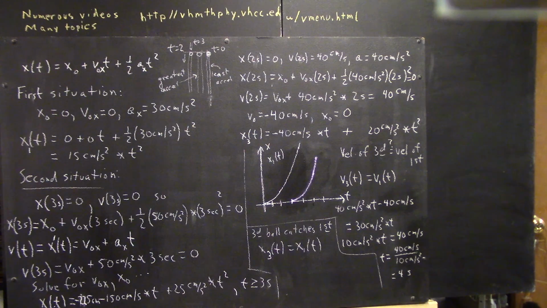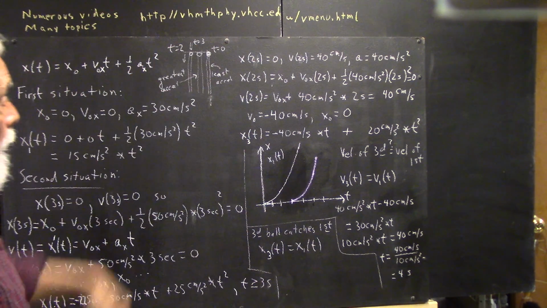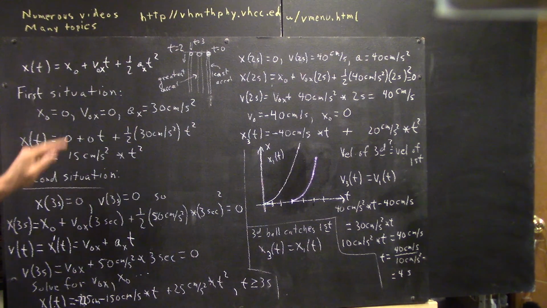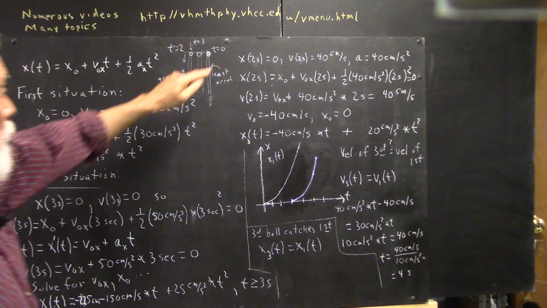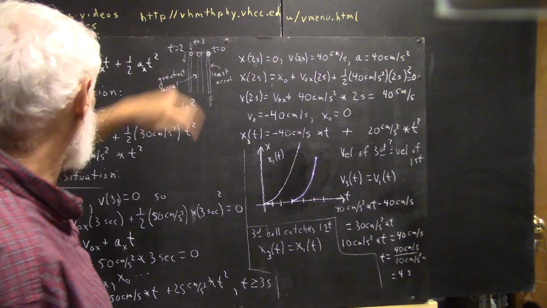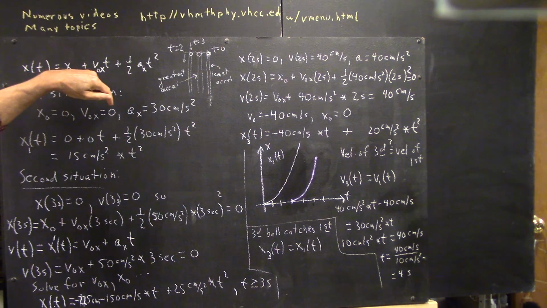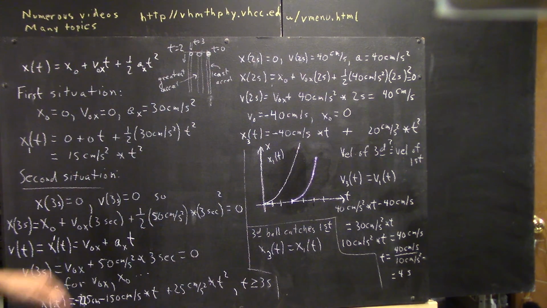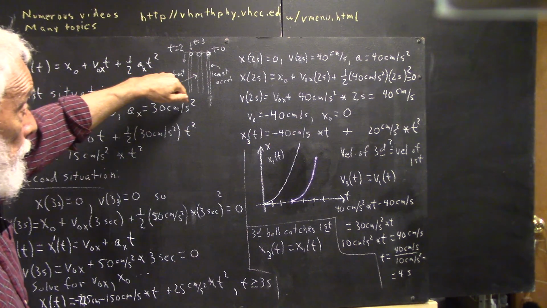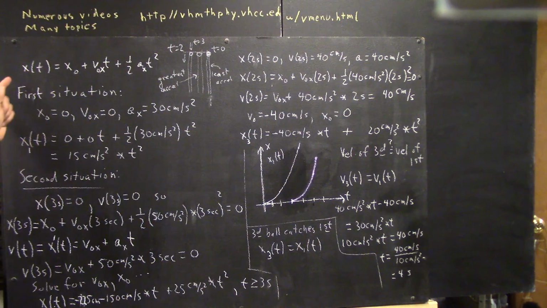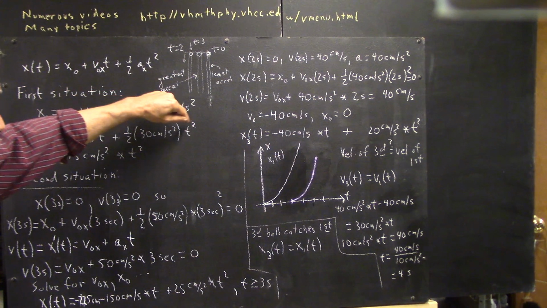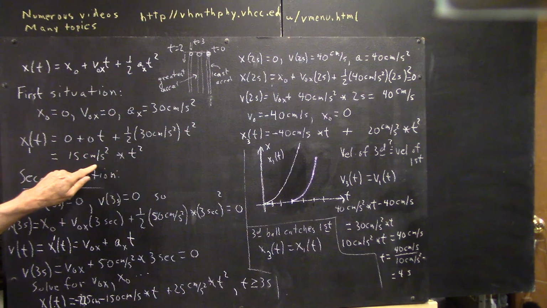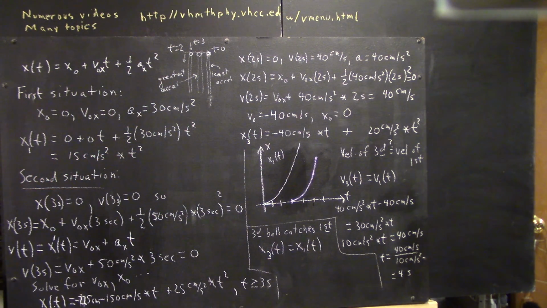Okay, so what can we do with our first situation, the first ramp? Well, we know that x naught has to be, excuse me, 0, because at t equals 0 the ball is released from rest. And it's released from rest, so v0x equals 0. And also the acceleration was given to be 30 centimeters per second squared. So it follows that our position function is a very simple function. The x naught is 0, the v naught x is 0, so all we have is the 1/2 a x t squared, which turns out to be 15 centimeters per second squared times t squared.